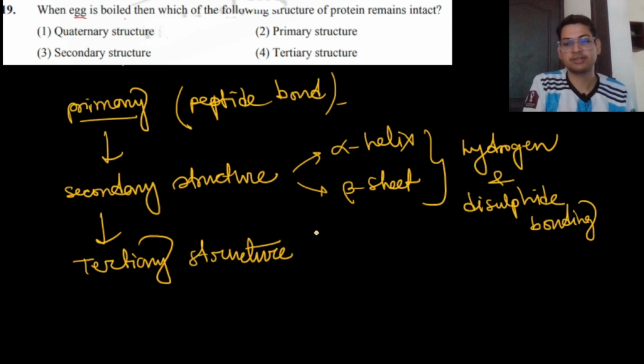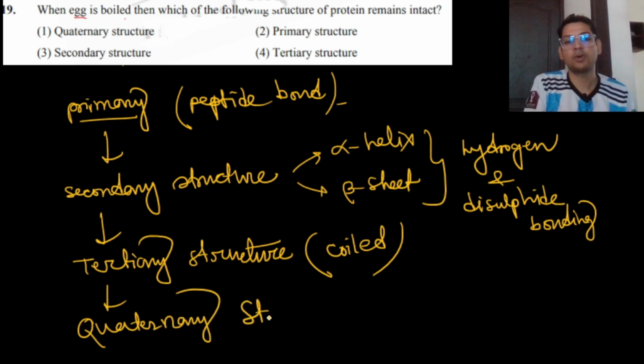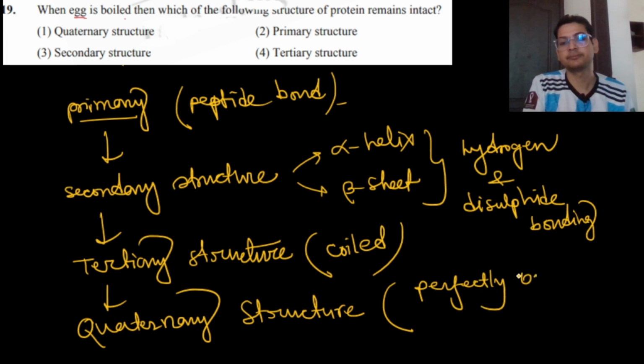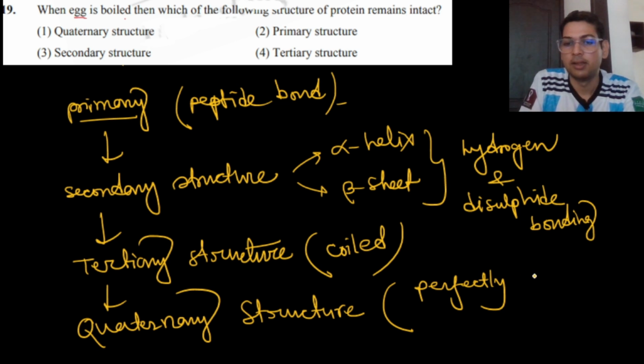It's a coiled structure. And from tertiary you are getting quaternary structure. And quaternary structure, it is a perfectly coiled, native structure, native protein structure.